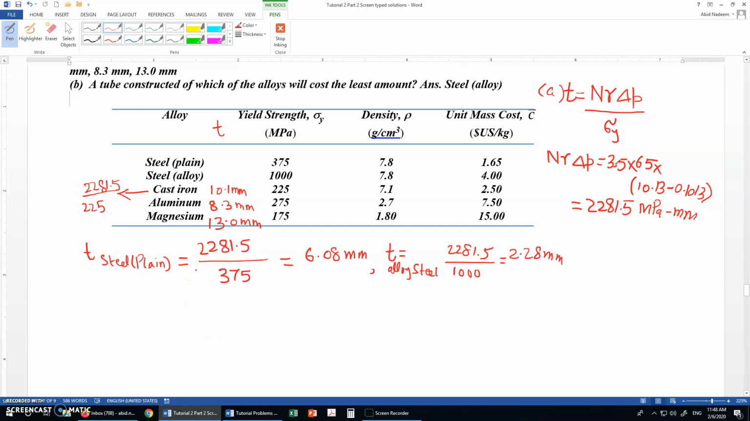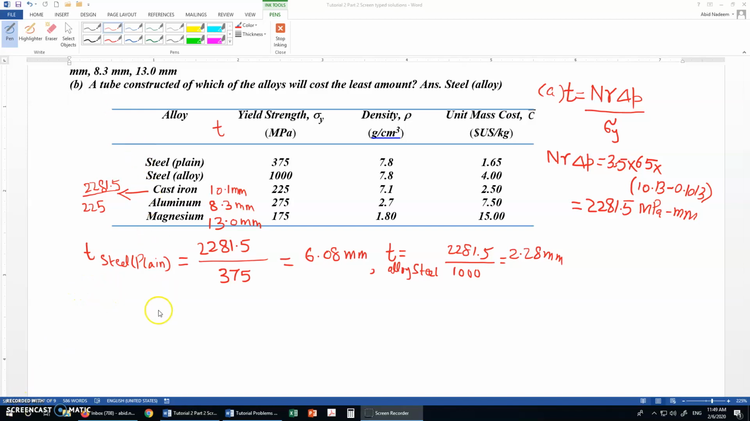So it means that we have completed part A, and you can see that the minimum thickness needed is for the steel alloy. But it is also the most expensive one. No, not the most expensive, that is magnesium. Anyway, let's see part B.